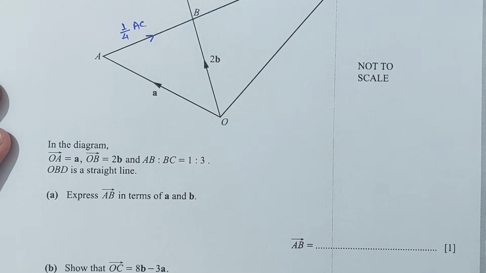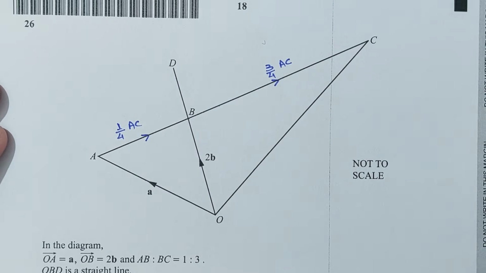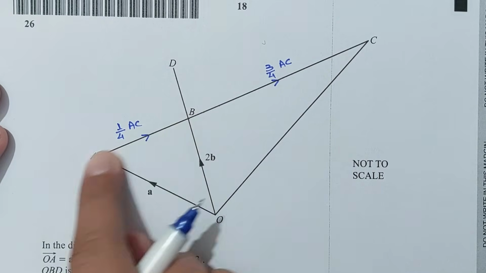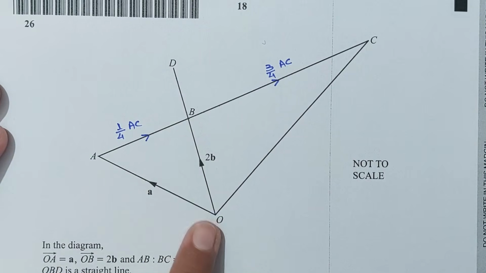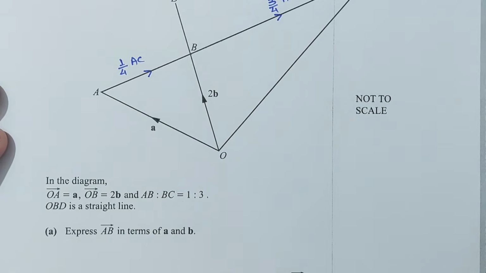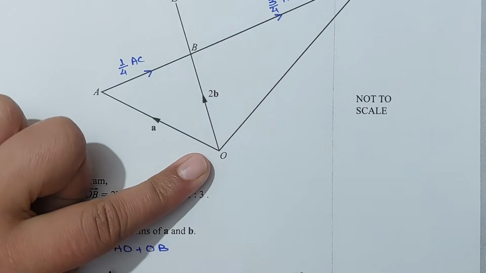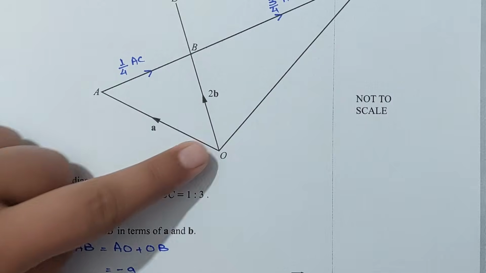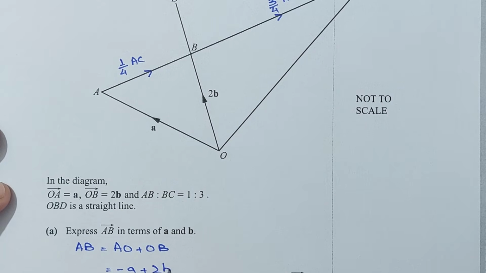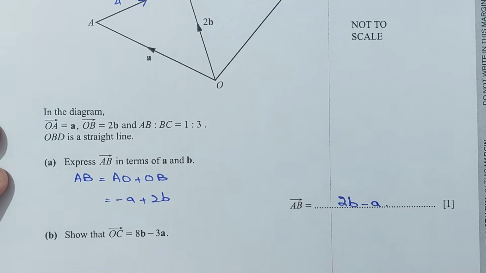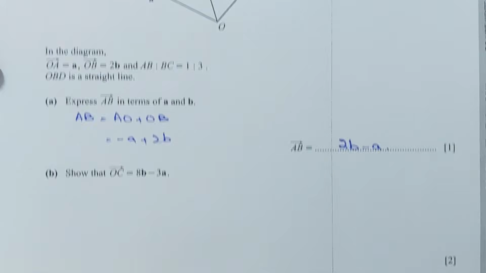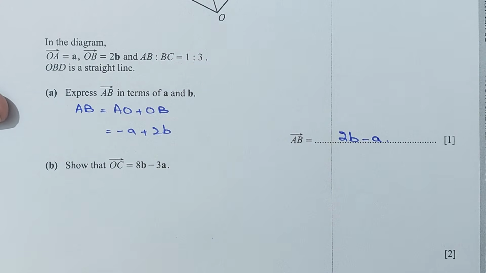Part A, express AB in terms of a and b. Okay, we have to express this in terms of a and b. So AB follows the path of A to O and O to B, right? So AB is AO plus OB. A to O is negative a and O to B is 2b, right? So this is 2b minus a. A to B, right?